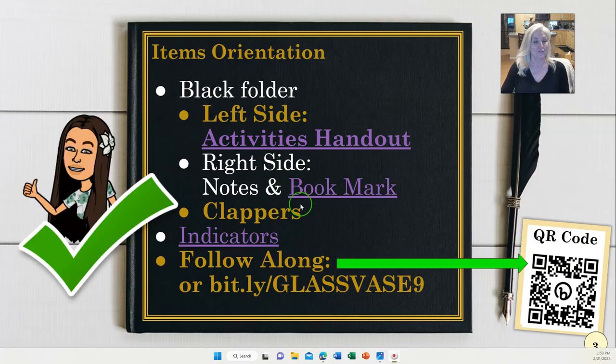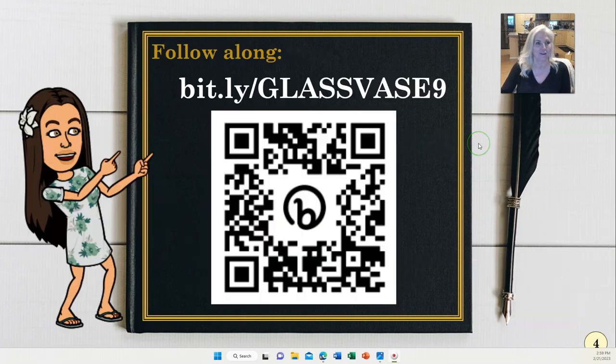If you would like to follow along with the activities sheet, all you have to do is follow this QR code, and you can print out the activity sheet and write along with us. And this is a bigger version of that same QR code.